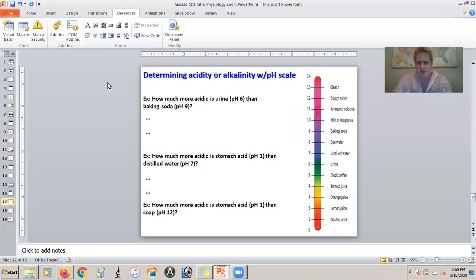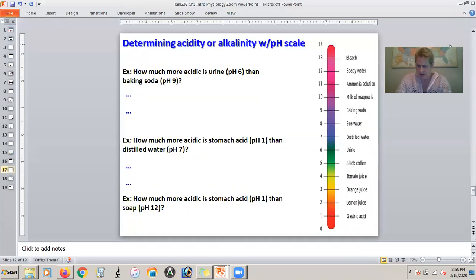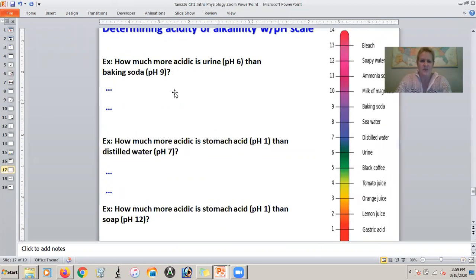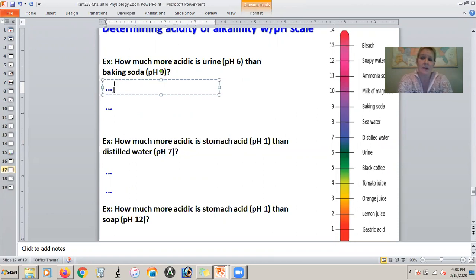I'm going to escape to be able to do the calculations, and I'll make this as big as I possibly can. Okay, so here's what you do. First, you are going to subtract the higher number, pH of 9, minus the lower pH number of 6, and that difference is going to be 3.